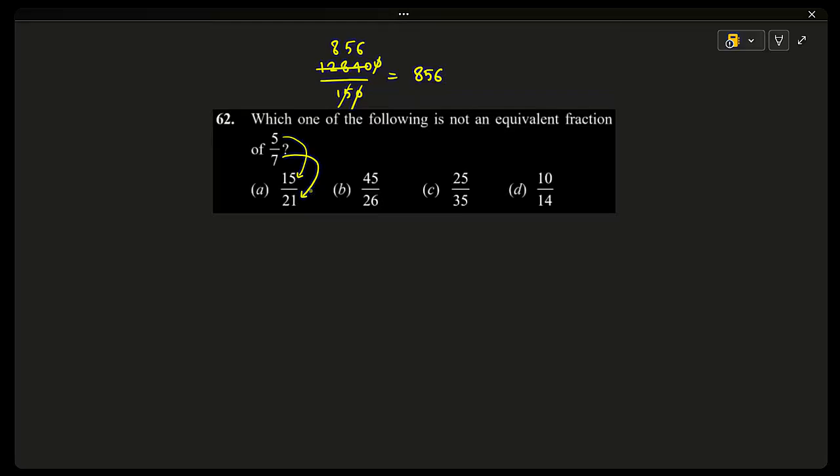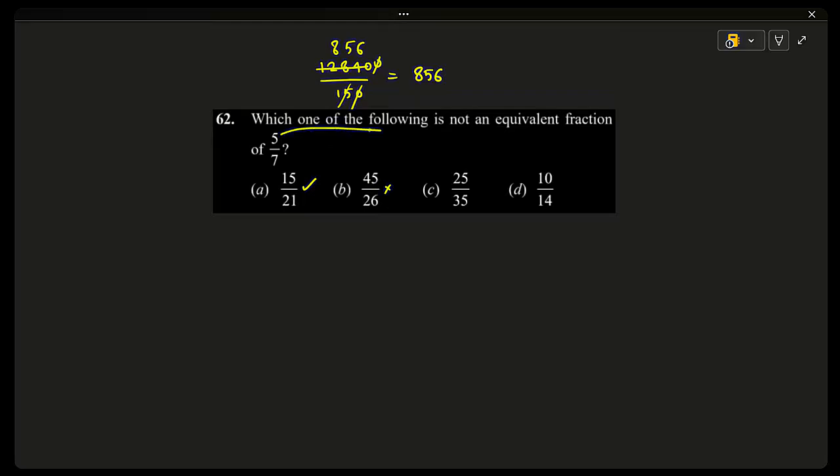So it is an equivalent fraction, but they're asking not an equivalent fraction. So option A, yes, it is an equivalent fraction, but we don't choose that. 5 multiplied by 9 to get 45. 7 multiplied by 9, it should be 63. But it's 26. So this is not the equivalent fraction.